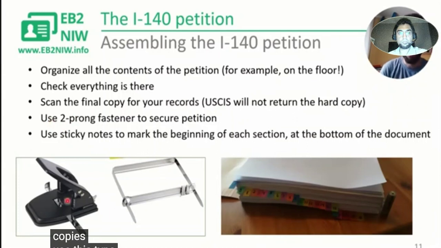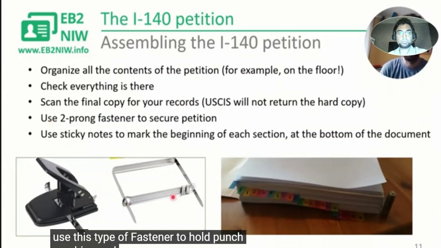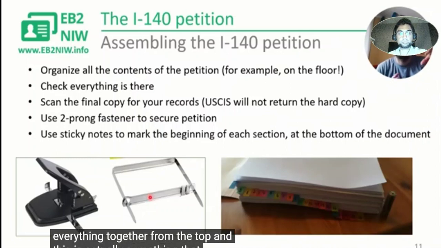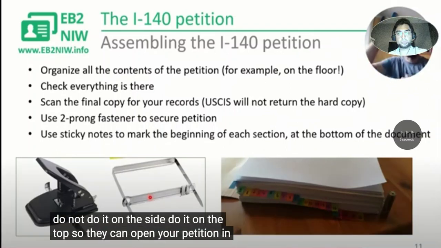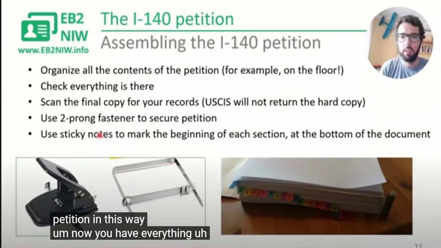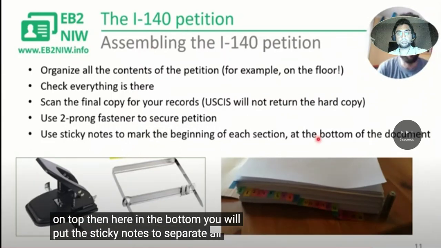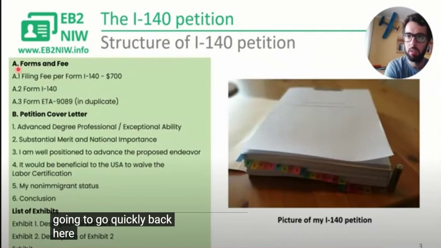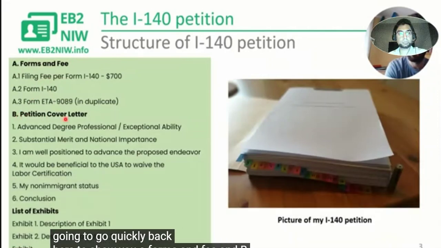Use this type of fastener, a two-hole punch machine, and this fastener to hold everything together from the top. And this is actually something that USCIS prefers, in a vertical way. And this is what I mean. Just make the holes here. Now you have everything put together, and then use sticky notes on all the sections and make it really organized. Here is a picture of my petition. Back here to show you A, forms and fee, and B, petition cover letter.